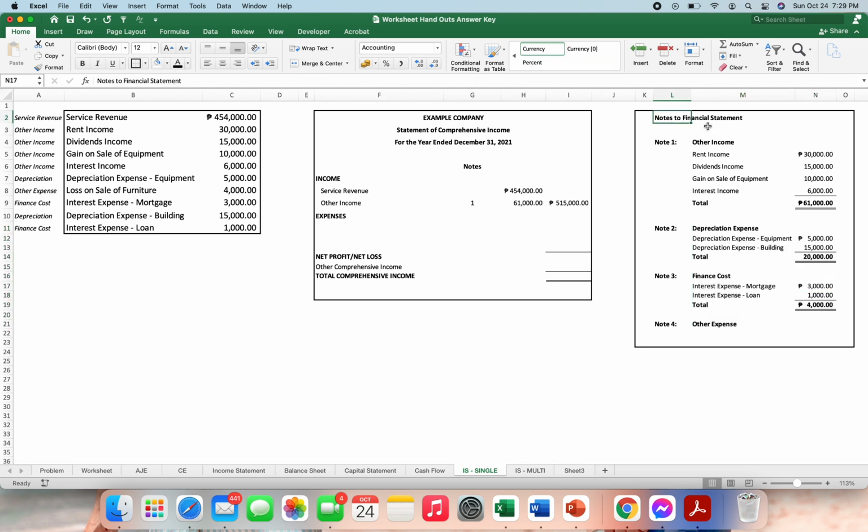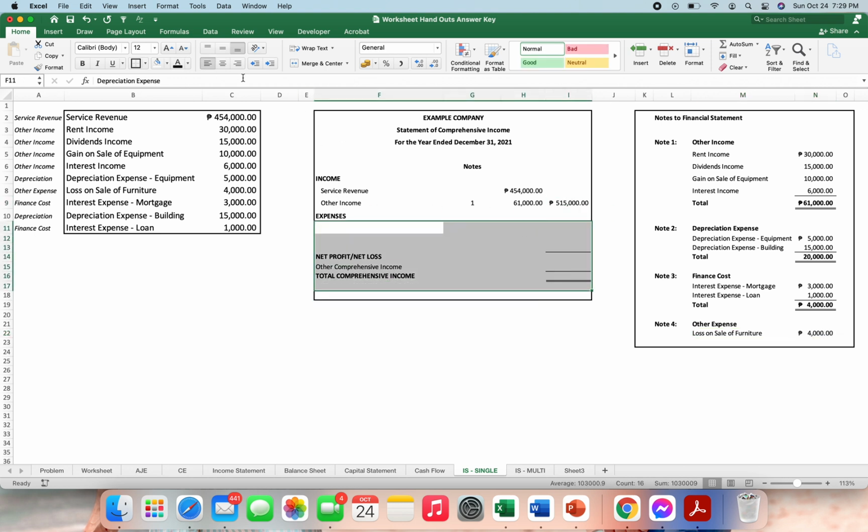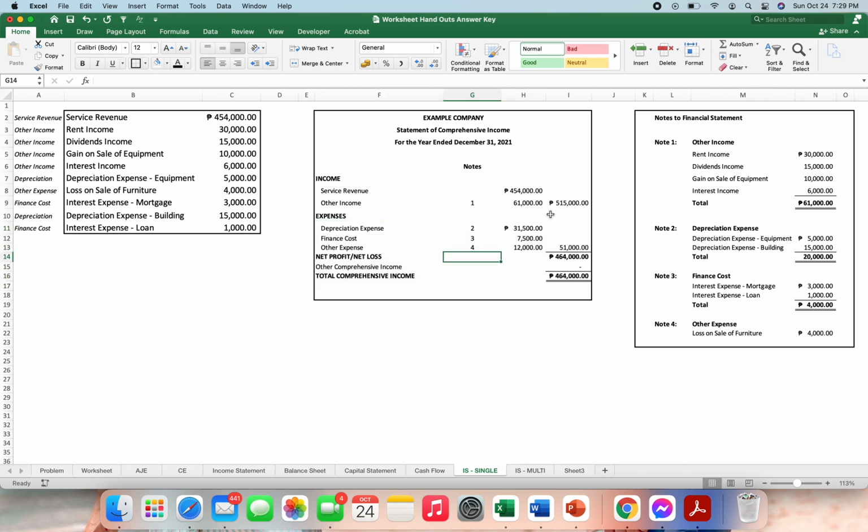Okay, so, ito yung notes to financial statements natin. Meaning, ito yung mga breakdown ng mga other explanatory information natin. Okay, so, papansin nyo dito, sa ating presentation dito. Okay, so, this is the statement of comprehensive income. So, dito, service revenue, ito yung 454. And then, sa other income, pansin nyo, may nakalagay dito 1. So, meaning, sa notes to financial statement natin, note 1 yan, which is ito.